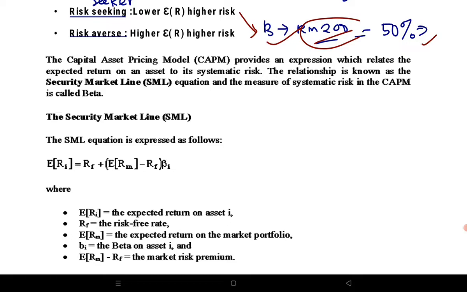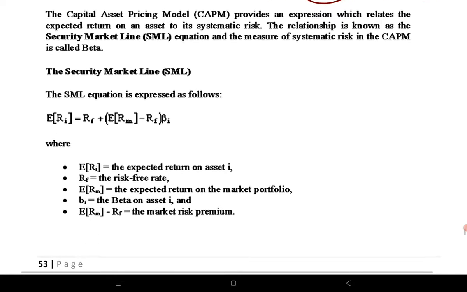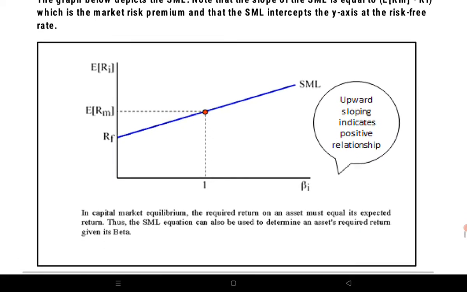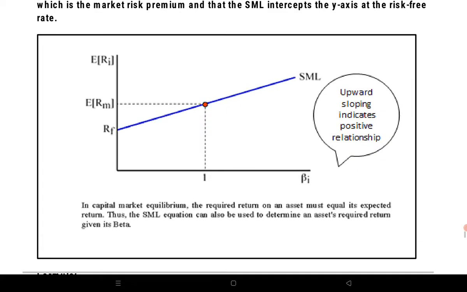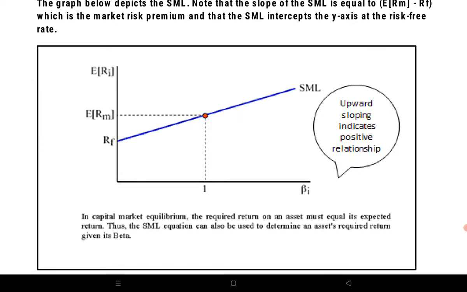So the relationship is known as the security market line equation, and the measure of systematic risk in the CAPM is called beta. So there is a connection between the SML and the CAPM model. This is the graph for the SML line; the graph is usually like this. Of course, in the capital market we assume equilibrium, so the required return on an asset must equal its expected return. So the SML equation can be used to determine the asset's required return given its beta. If we have its beta, we can calculate its expected return.